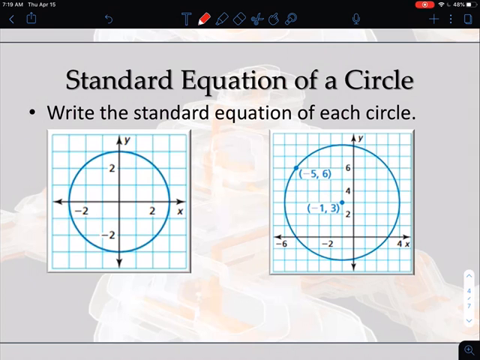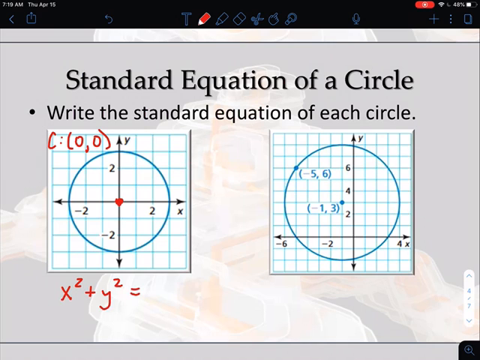So the first thing we need to do when we're looking at the circle is identify the center. Here we have a center at the origin, so my center point is at 0, 0. As soon as we're at the origin, I already know that I'm just going to write x squared plus y squared equals, and now I need to find the second part of my equation, which is the radius.